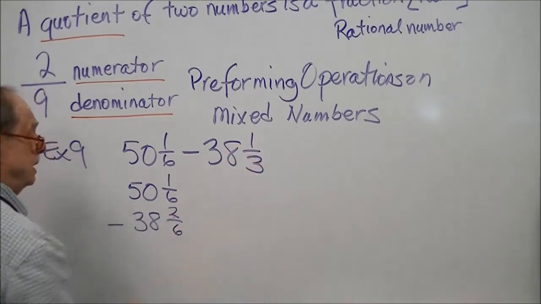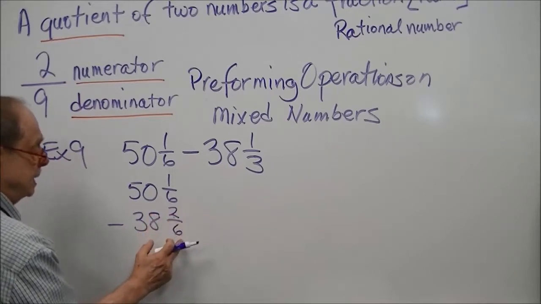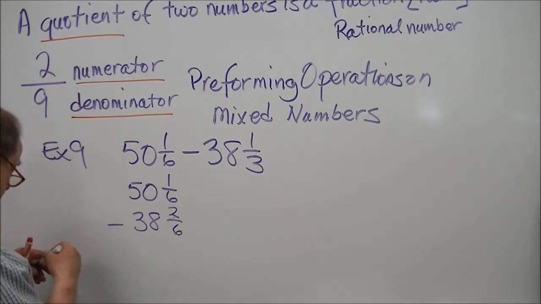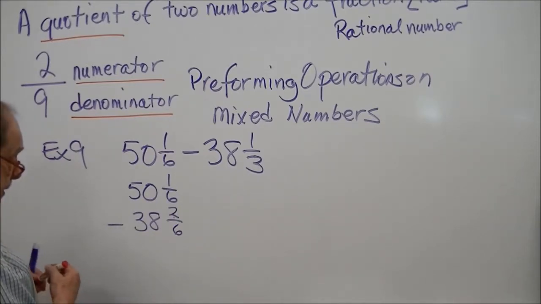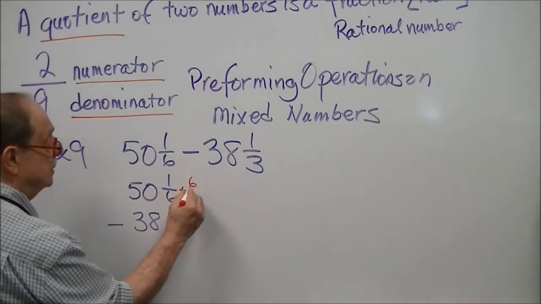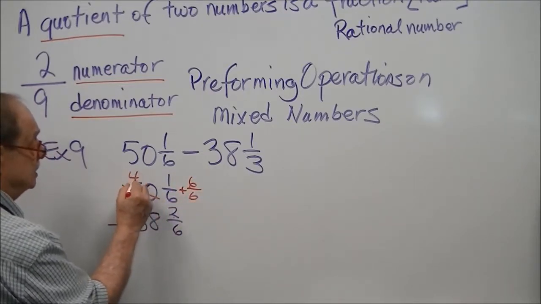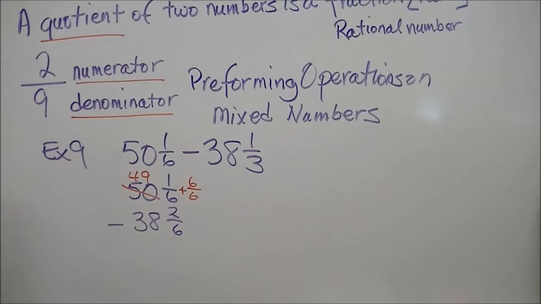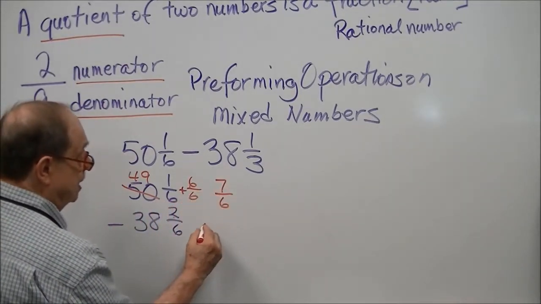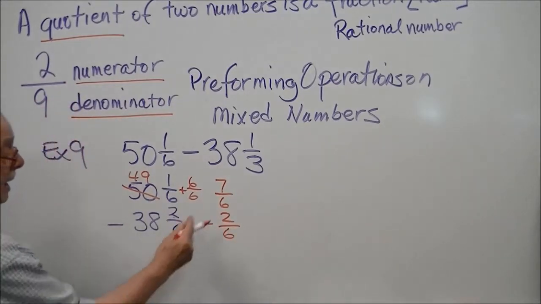Remember, this originally was a 1/3. Multiply that by 2, multiply that by 2. But now I really can't subtract that 2/6 from 1/6. It's too small. So in the old days, what we did is we borrowed. I'm going to borrow a 1 in the form here of 6 over 6. That's a 1, that this now becomes a 49. But now this is 7/6 minus 2/6. And I can do that now.